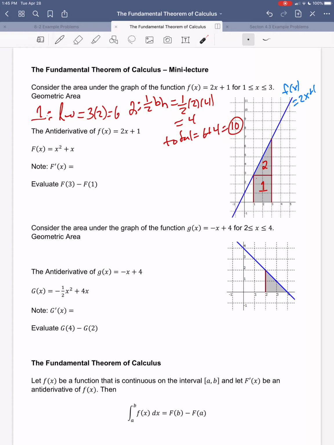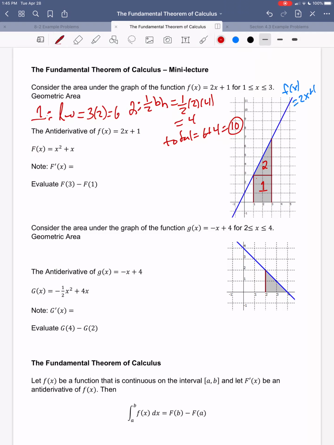Now another way we can find this area is actually using something called the antiderivative. And so the antiderivative is sort of what you'd expect. It's the opposite of the derivative. So if we have this function 2x plus 1, it turns out the antiderivative is going to be this function capital F of x, x squared plus x.